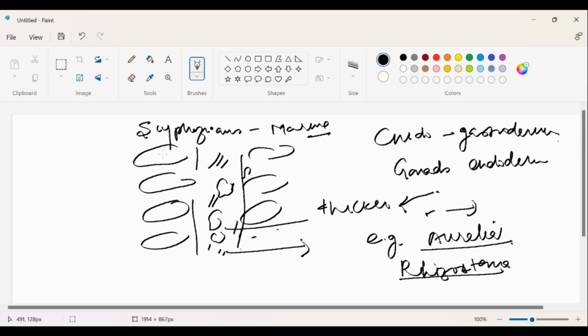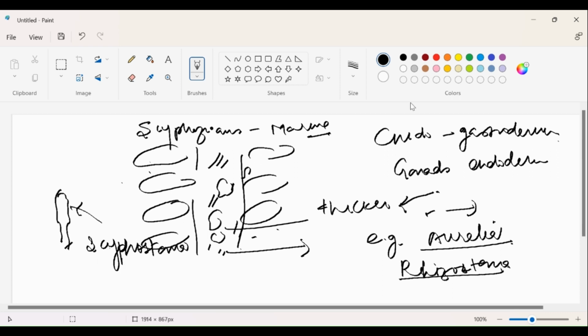One important feature, I told you that it passes through one temporary stage, which is not that obvious. That is the polyp stage. Otherwise, there is a direct development. It doesn't have any larval stage, but the polyp form is temporarily there. This polyp, which is found in the Scyphozoa, is called Scyphostoma.